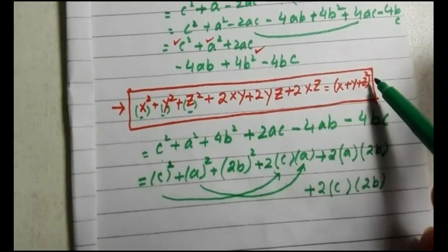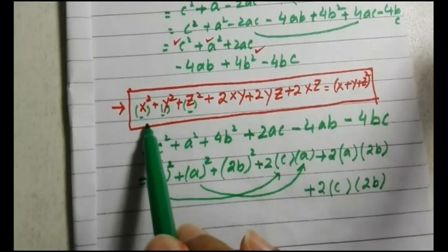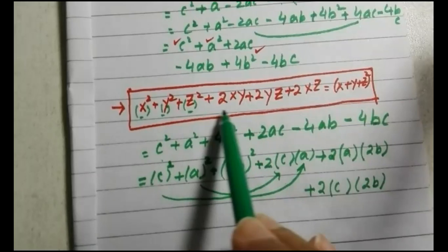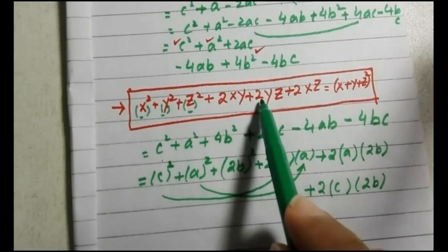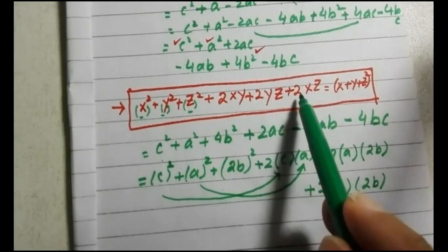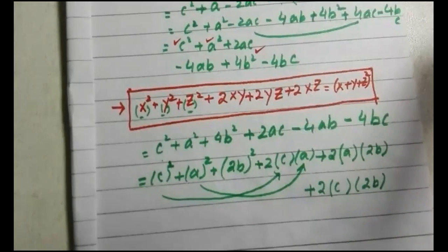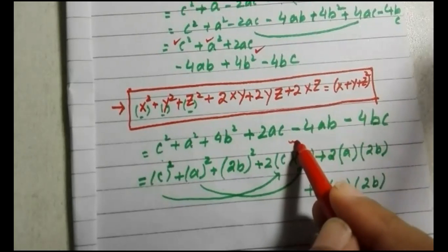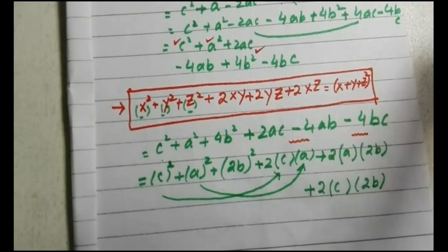And a perfect square of 3 terms can only be generated if we have this type of arrangement: 3 perfect squares and then 2 times the product of first and second, product of second and third, product of first and third. But you will notice, please listen carefully, that we have 2 terms which have negative signs. Minus 4ab and minus 4bc contain a negative sign.